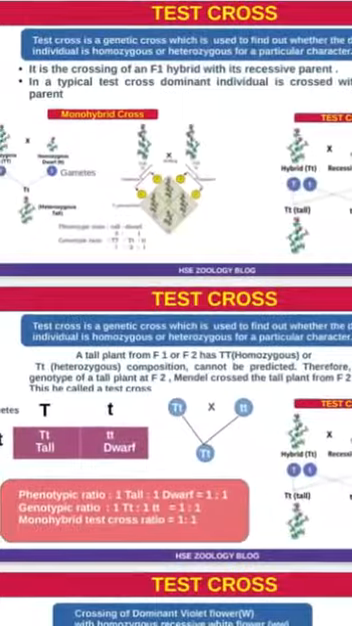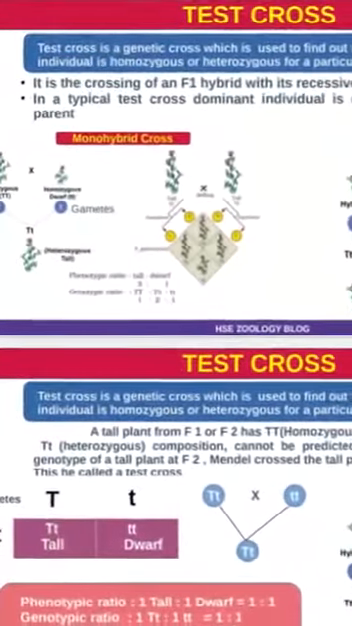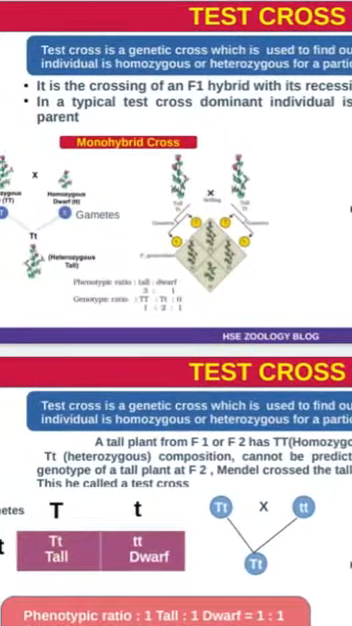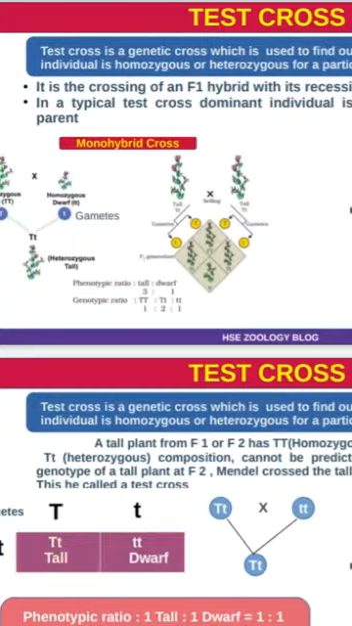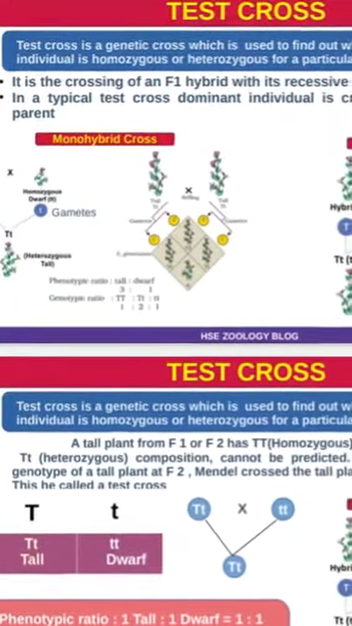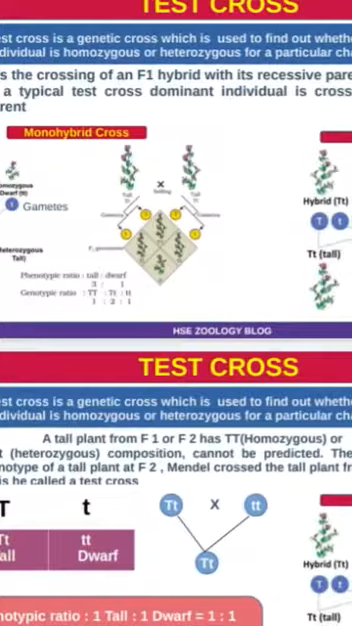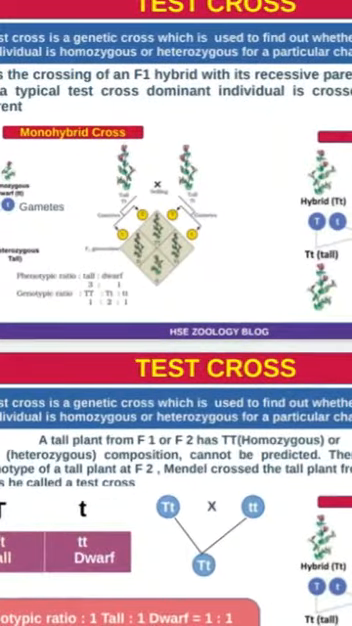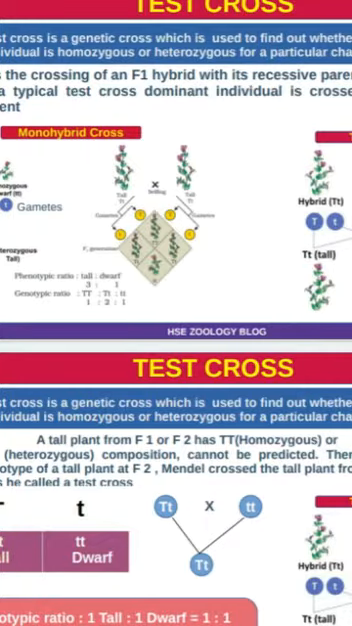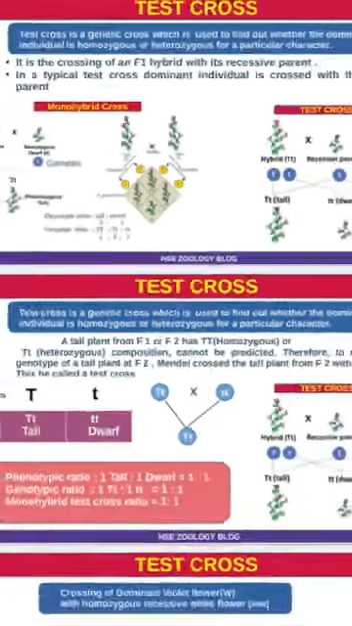So this is the normal monohybrid cross. Capital T, the tall plant, is crossed with the dwarf plant. In the F1 progeny we get capital T small t, and on selfing the F1 generation we get tall and dwarf in the ratio 3:1 and genotypic ratio 1:2:1. These ratios are very important.